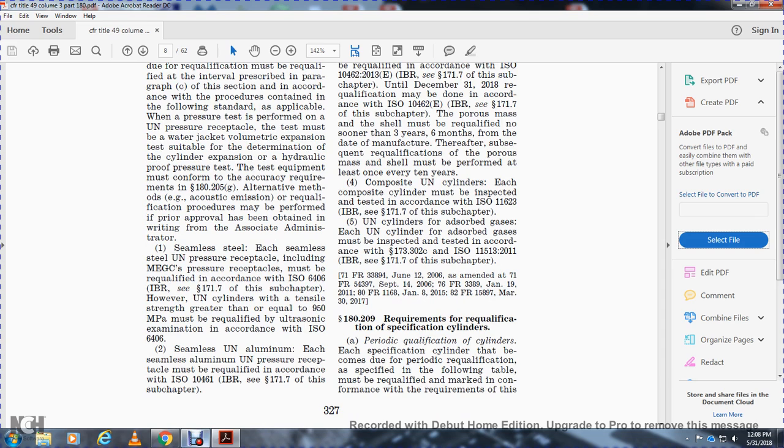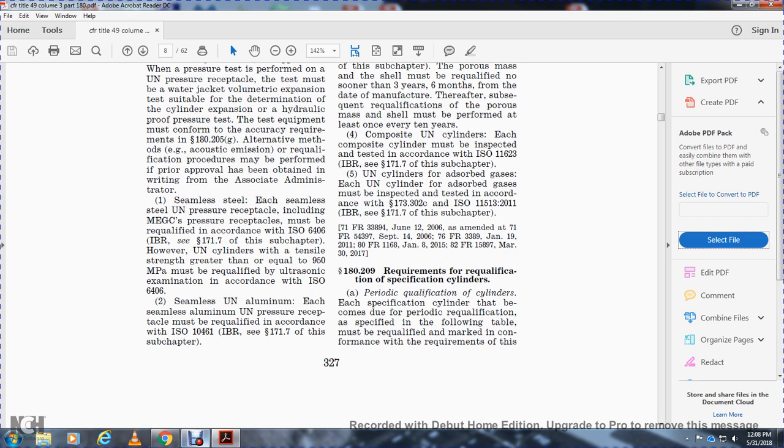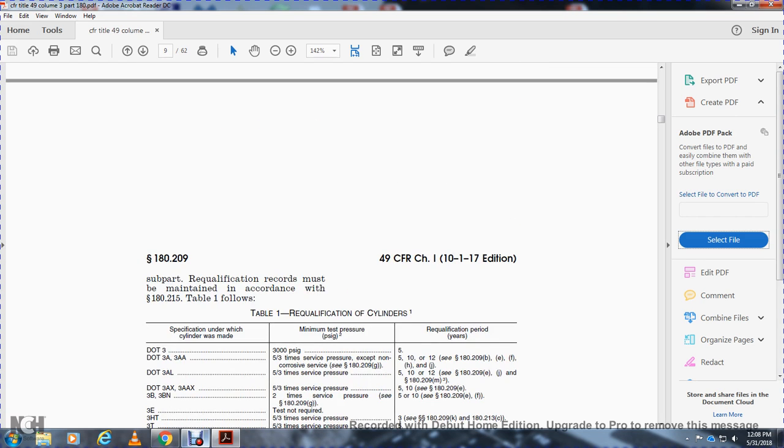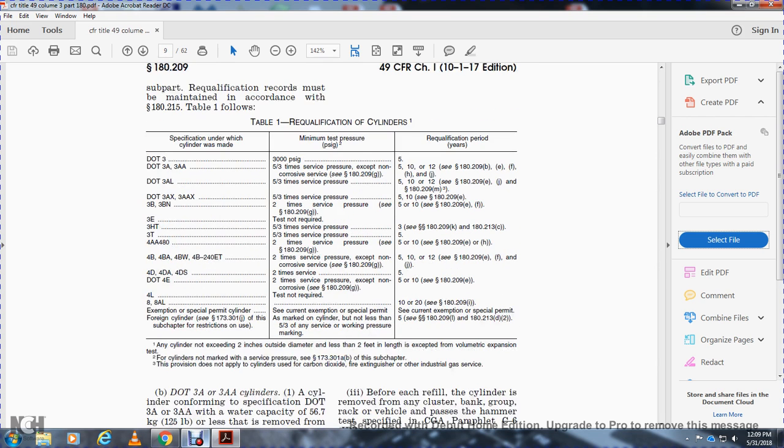Periodic requalification of cylinders. Each specification cylinder must be requalified in accordance with the periodic requalification specified in the following table. It must be requalified and marked in conformance with the requirements of this subpart. Requalification parts are maintained in accordance with 180.209 and Table 1, as follows.